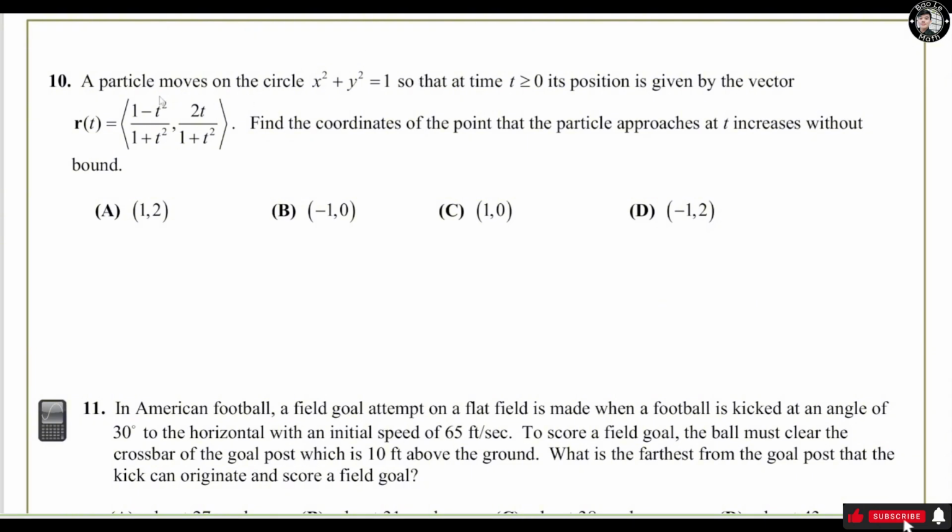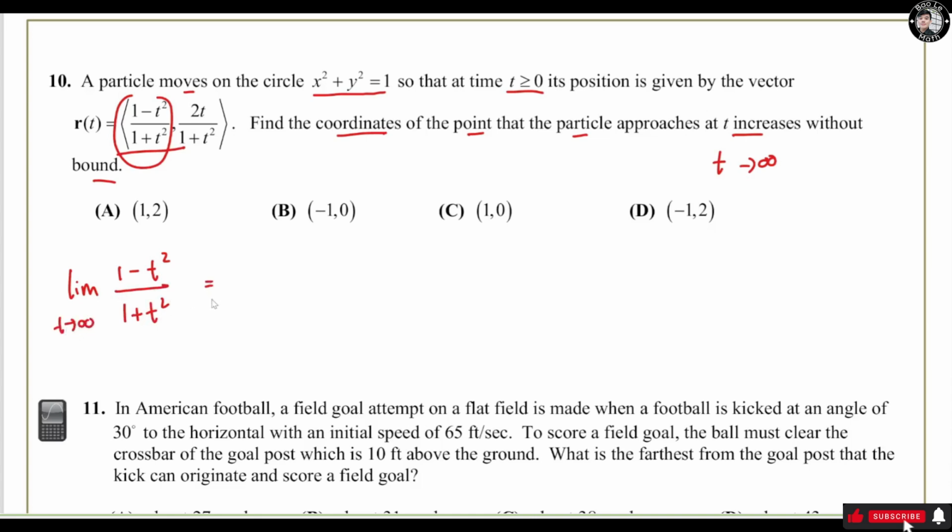Now question 10. A particle moves on the circle x squared plus y squared equals 1. Show that at time t greater than or equal to 0, its position is given by the vector right here. Find the coordinates of the point that the particle approaches as t increases without bound. So it means t approaches infinity, right? So basically, you need to find the limit of this guy right here, 1 minus t squared over 1 plus t squared when t approaches infinity.